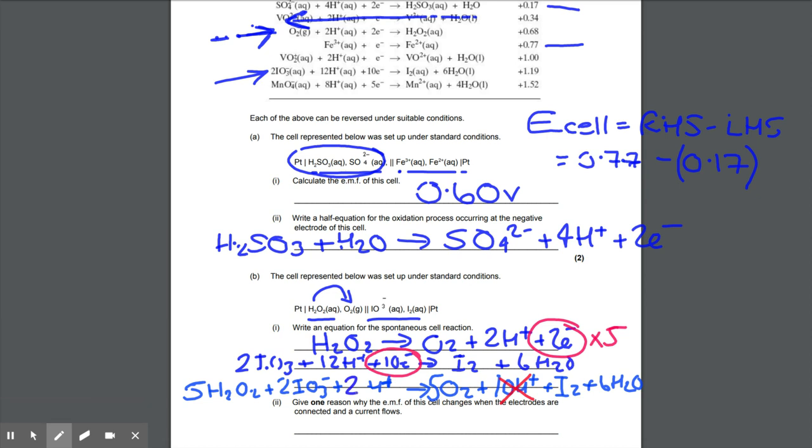And then the final question, just quickly, is give one reason why the EMF of the cell changes. The reason being all of these values in the table are standard conditions. So as soon as you turn a cell on, electrons start to move, reactions start to occur, concentrations start to differ, and then as soon as it happens, the EMF changes because you're no longer at standard conditions.